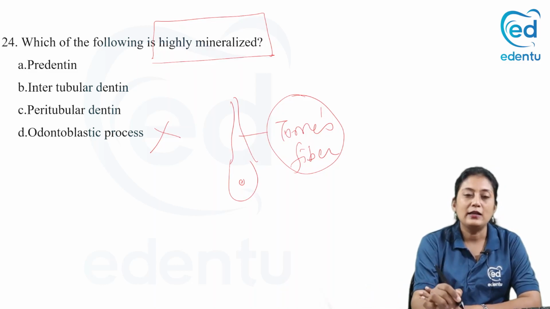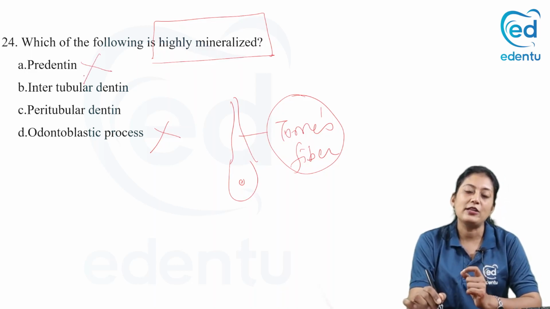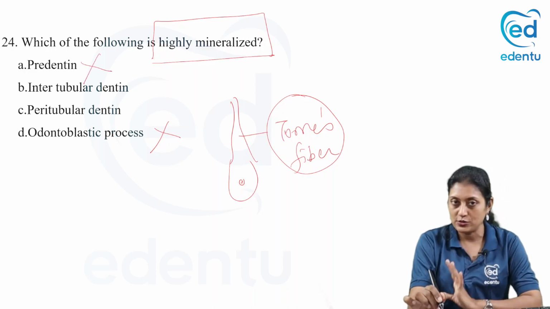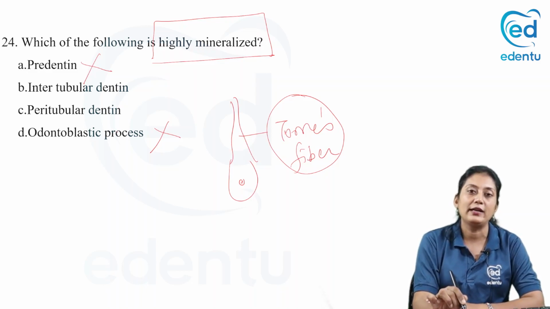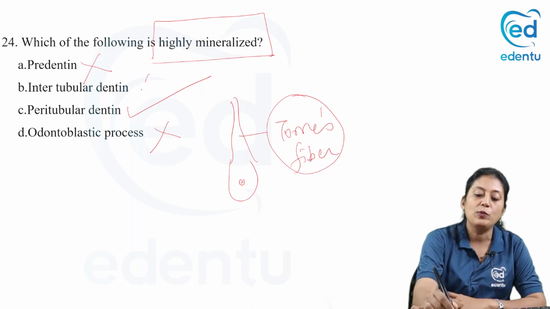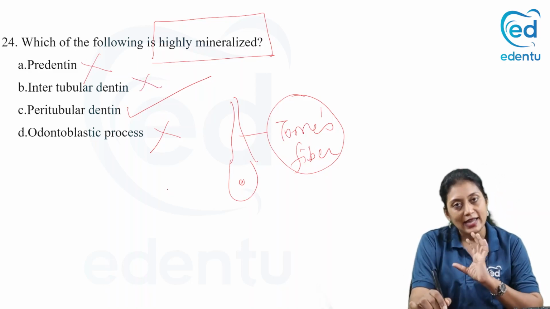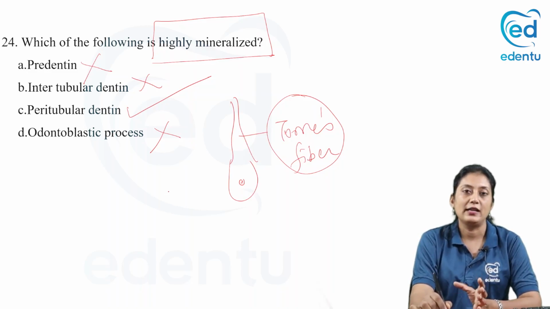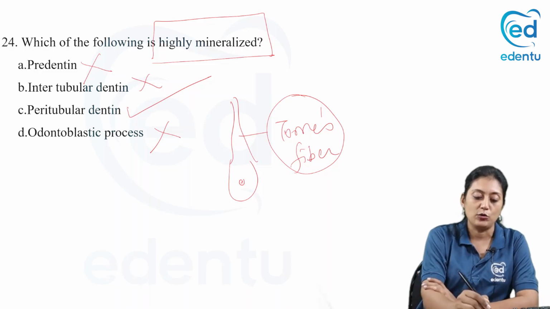What about predentin? Predentin is an unmineralized portion. Only the organic matrix of dentin is called predentin. So that option is also not there. Now the two options left are intertubular and peritubular dentin. Out of these two, peritubular dentin is more mineralized compared to intertubular dentin. That is a characteristic feature of peritubular dentin, that the mineralization is higher when compared to intertubular dentin.